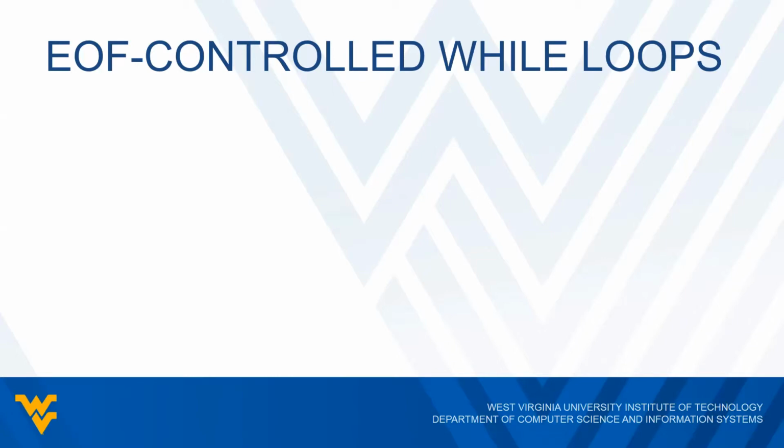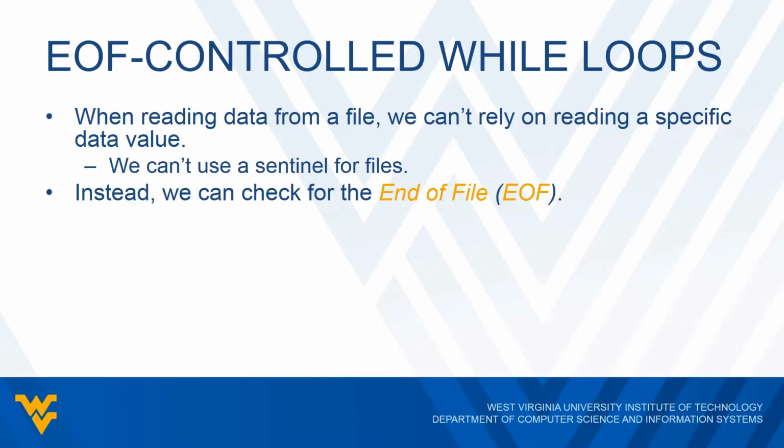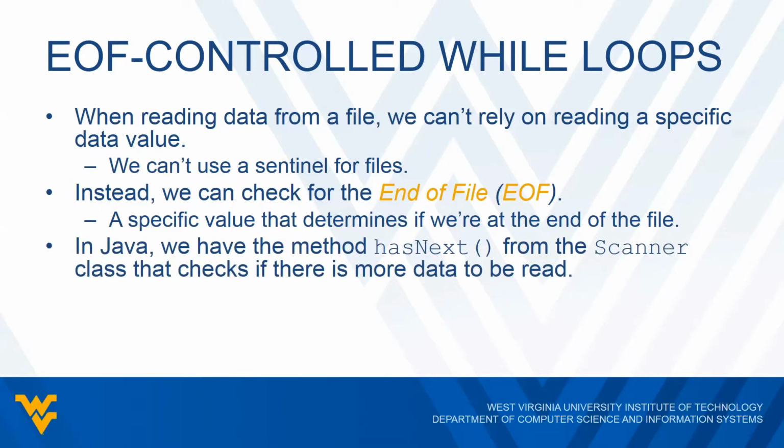The last type of while loop we'll take a look at involves reading from a file, because with a file we cannot rely on reading a specific data value. We can't use a sentinel for our files, because we really need a way of knowing when we're at the end of the file. So instead, we can use what's called the end of file, or EOF. This is a very specific value used in files that lets a program know that we're at the end. In Java, we can use a method called hasNext, which also comes from the Scanner class, and it will check to see if there's more data to be read.